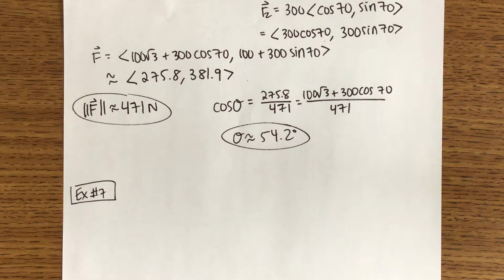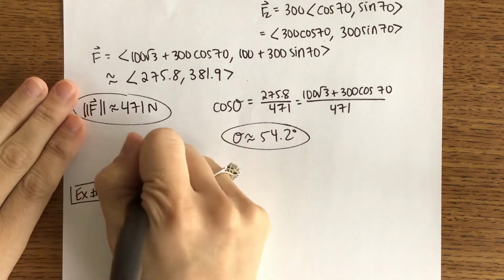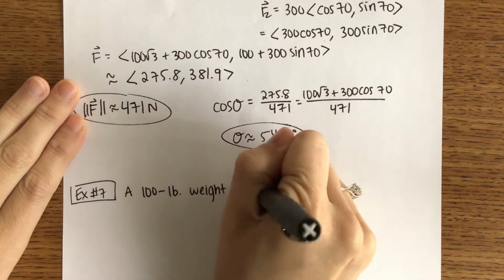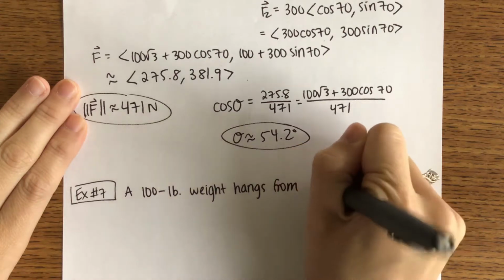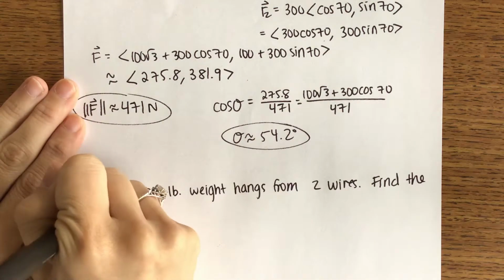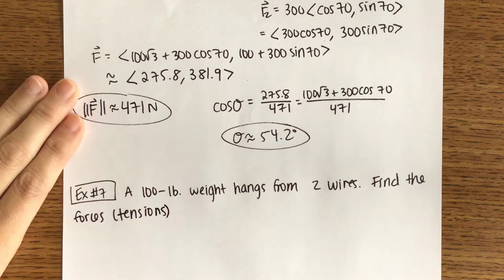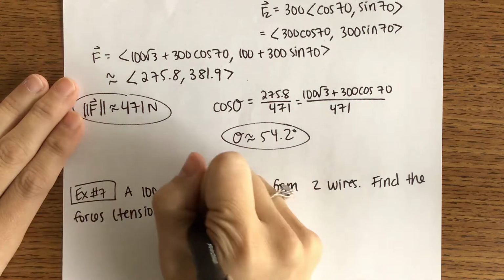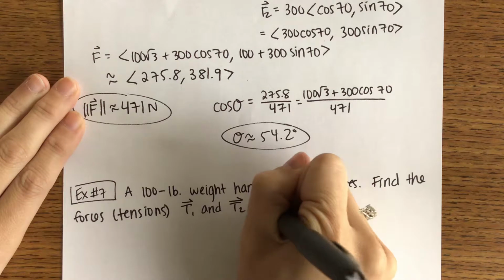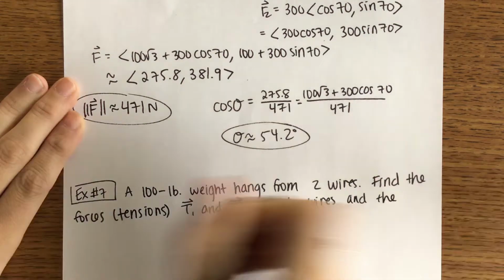Okay, last example. A 100-pound weight hangs from two wires. Find the forces, which could be referred to as the tensions. So I'm going to call them T1 and T2 in both wires, and the magnitude of those tensions.